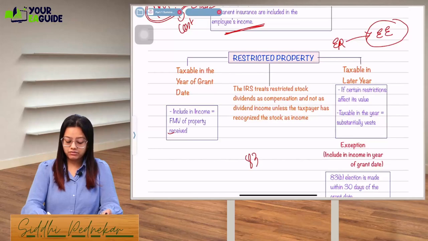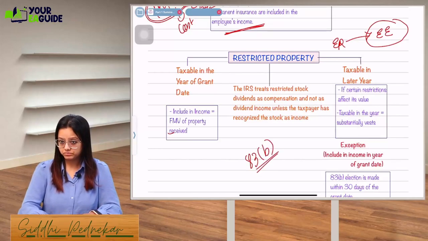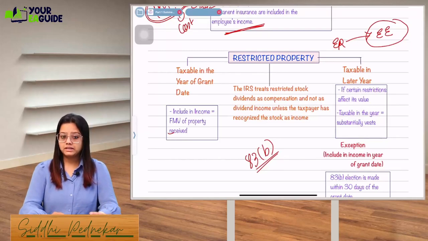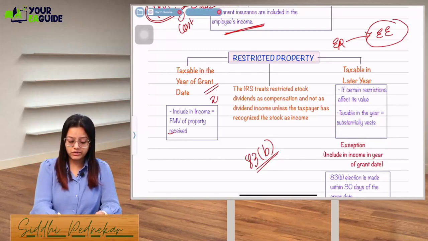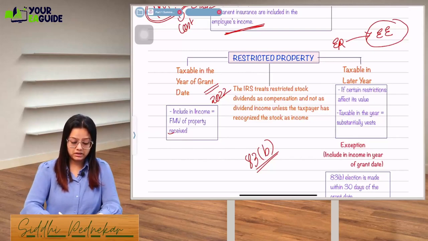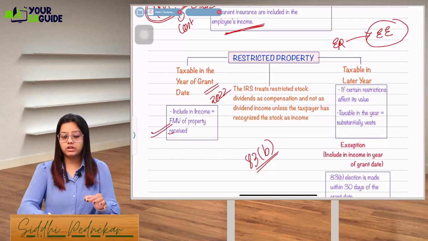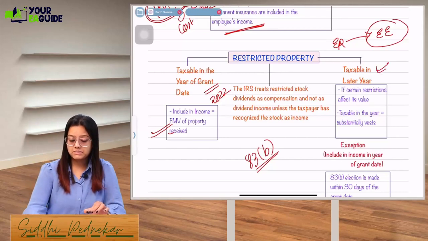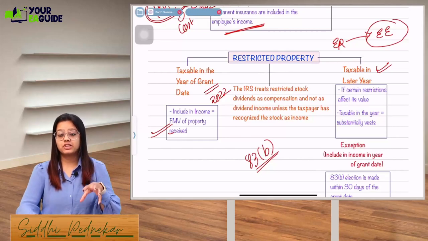In that we have the 83(b) election. I'll come to it. Restricted property will be taxable in the year of grant date. Let's say in 2022 it has been granted, it will be included in the income. What will be the income? That is the FMV of the property received in the year of grant date. But it will be taxable in a later year if it is restricted property.